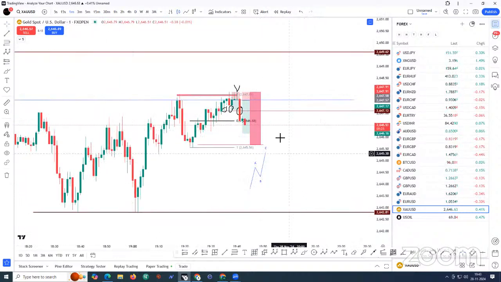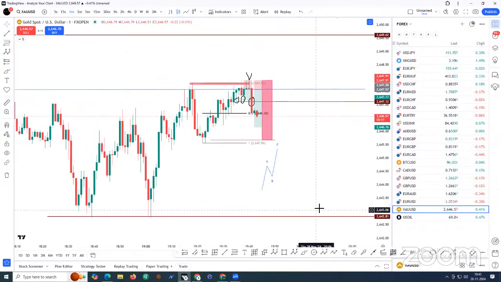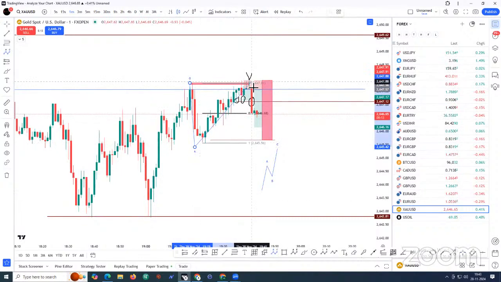So it is a 1 minute candle, or 1 minute chart. Here I'm seeing the same structure, a simple ABC kind of structure. This is the A and B and C now.